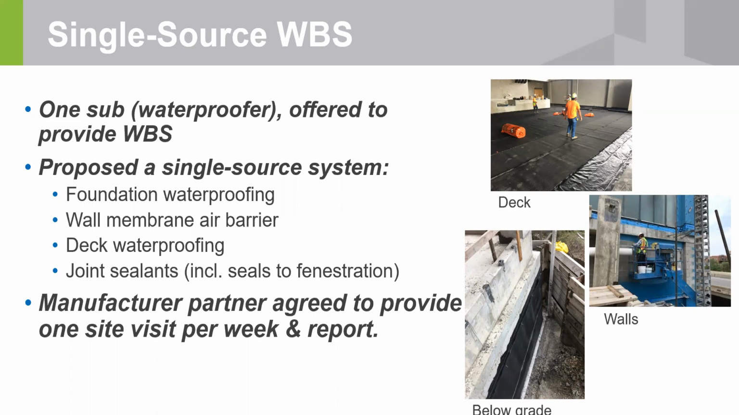And the installer, Alpha Insulation and Waterproofing, since they were putting in the below grade waterproofing, they would put on the wall air barrier and the deck waterproofing, and they're also doing all the caulking for the windows and a lot of the building flashings. They volunteered to guarantee a tight building with their work. And they adjusted their scope of work accordingly.